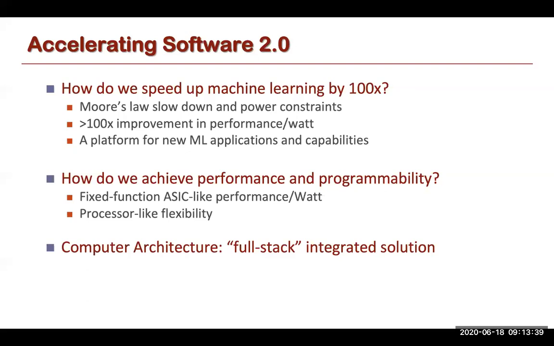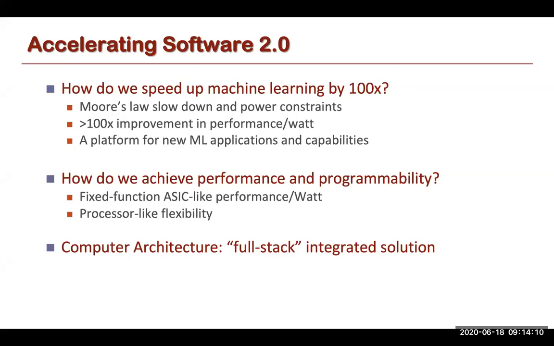And so providing this kind of performance and energy efficiency increase while maintaining programmability, right? So ultimately, what we'd like is the energy efficiency of an ASIC-like implementation of our algorithm with the flexibility and programmability of traditional general purpose processors. So that is the tension of the solution that we'd like. And so how are we going to achieve that?